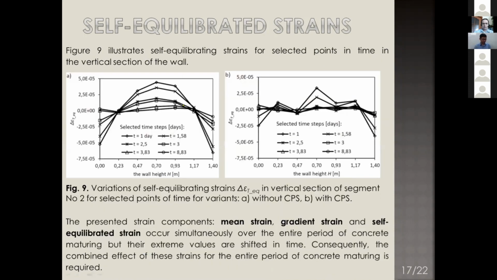Now, again, we see the cross sections from previous figures, and we see strong reduction of strains at the bottom and top of this wall if we compare these values, and also in the places where cooling pipes were located. In the middle, of course, we also have reduction, but it's not so big. The presented strain components, I mean mean strain, strain gradient, and self-equilibrated strain, occur simultaneously over the entire period of concrete maturing, but their extreme values are shifted in time. Consequently, the combined effect of these strains for the entire period of concrete maturing is required.